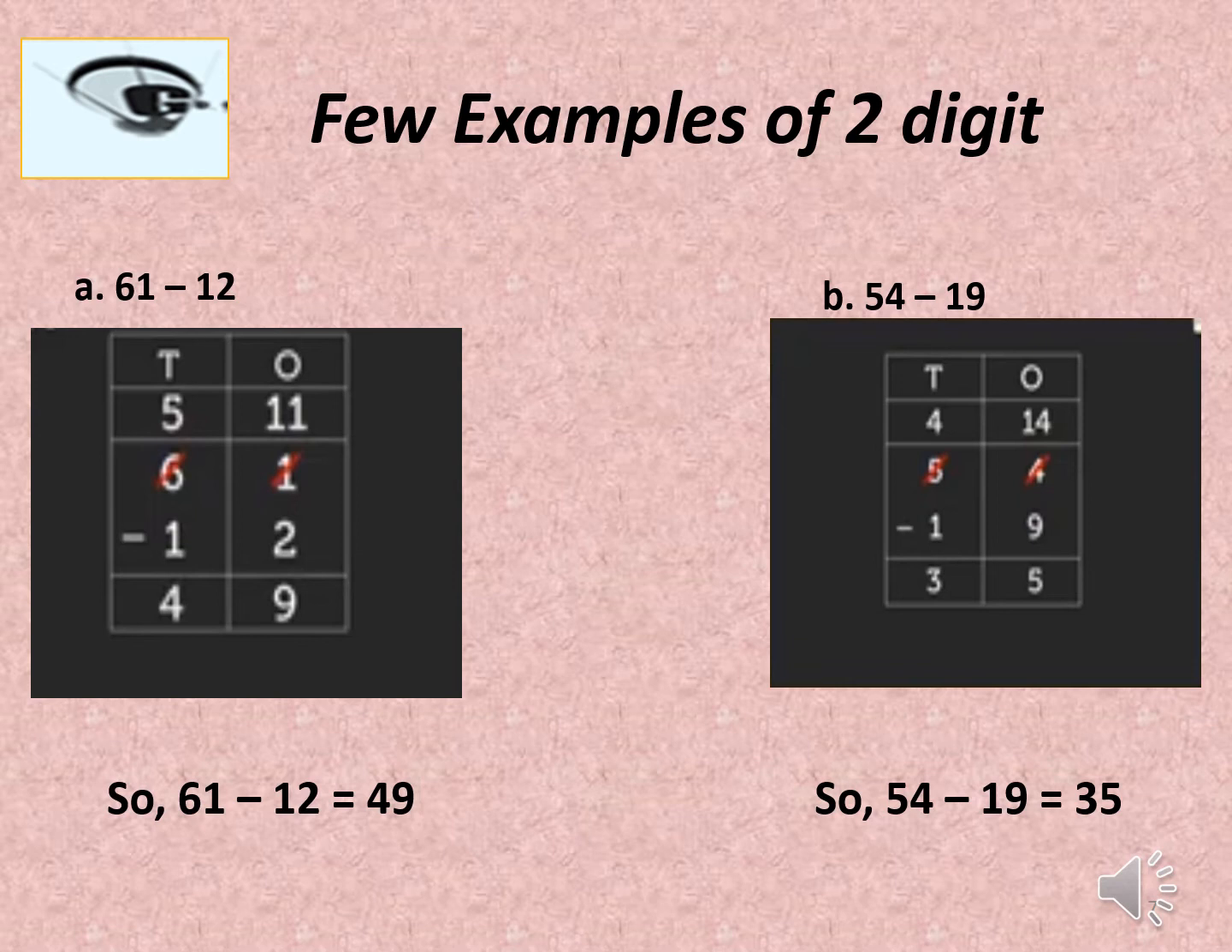Let's move on to tens value. Here 5 tens is left now, which is our minuend, and 1 is our subtrahend. So what will we do?